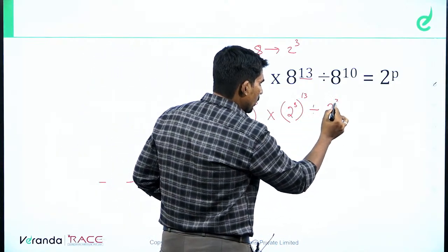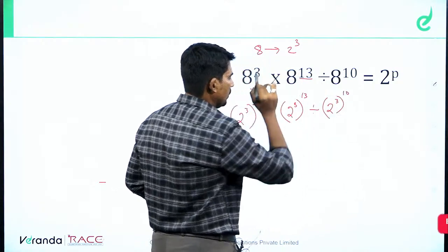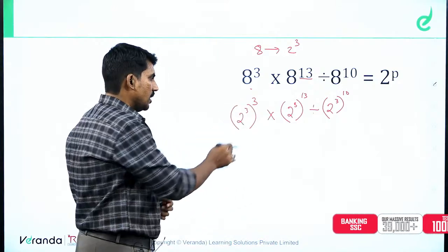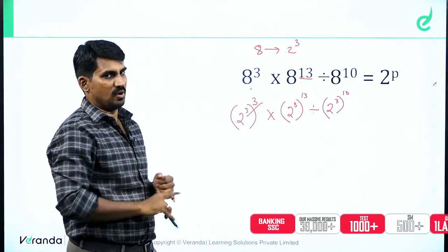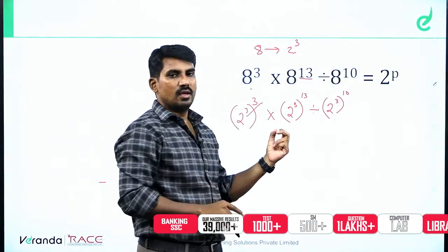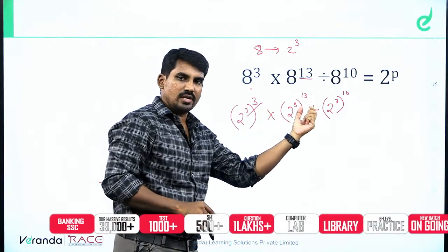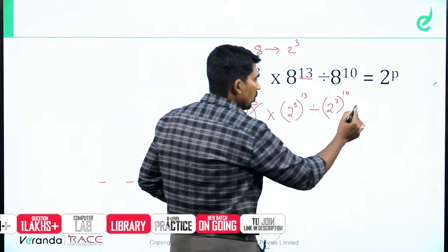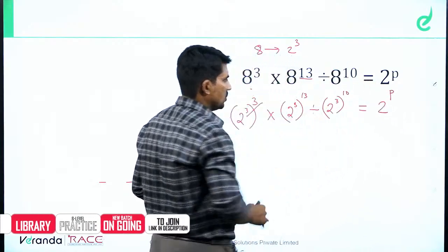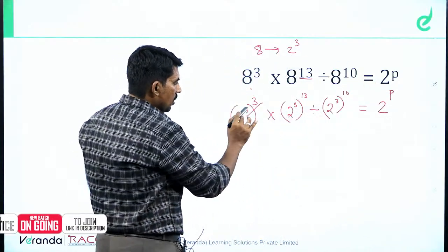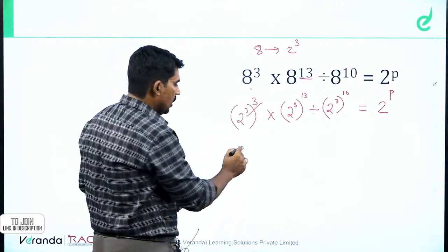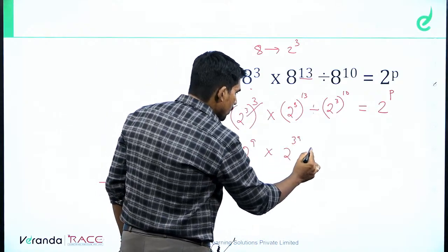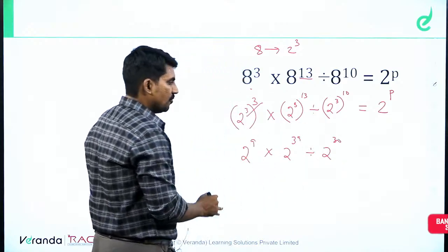Now, division. 8 is nothing but 2 cube, we can take 2 cube to the power 10. Now bracket, 2 cube bracket is given, then 3 is there. Therefore, what is the meaning? We have to multiply the powers. 2 to the power 3 into 3, 9. 2 to the power 3 into 13, 39. 2 to the power 3 into 10 is equal to 30. So here 2 power p, this p we have to find out. Now next step, bracket then power, that means we can multiply. Therefore by multiplying we get 2 power 9 into 2 power 39, division 2 power 30.